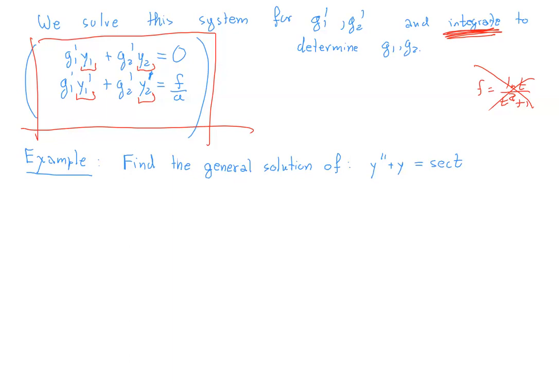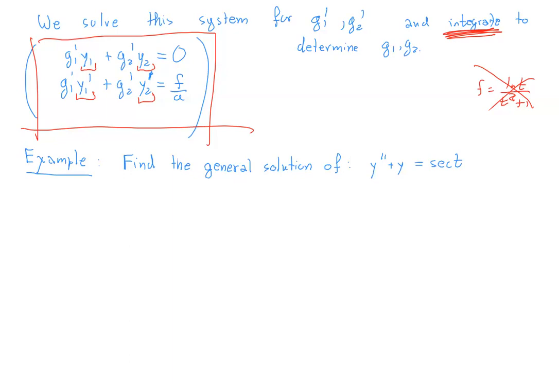What methods do we know for finding a solution of the non-homogeneous? The method of undetermined coefficients. When do you use the method of undetermined coefficients? When the right-hand side, in this case secant, looks like a solution of some homogeneous equation of that type.